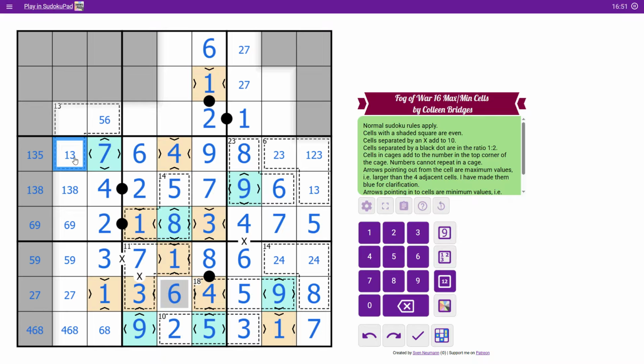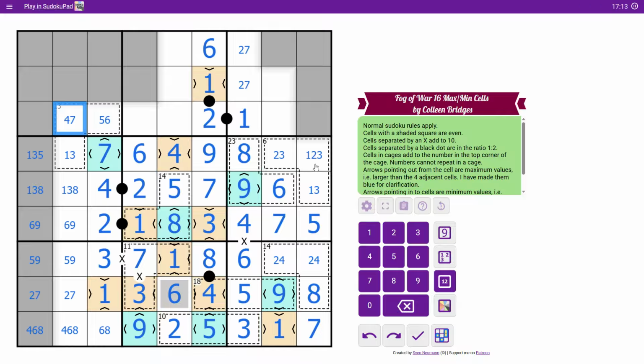6 and 3 is 9. You can have that with a 4. 6 and 1's 7. Would have to be with a 6. You can't have another 6. 5 and 3 is 8. And 5. You can't have another 5. 5 and 1's 6 and 7. That's the only possibilities there.